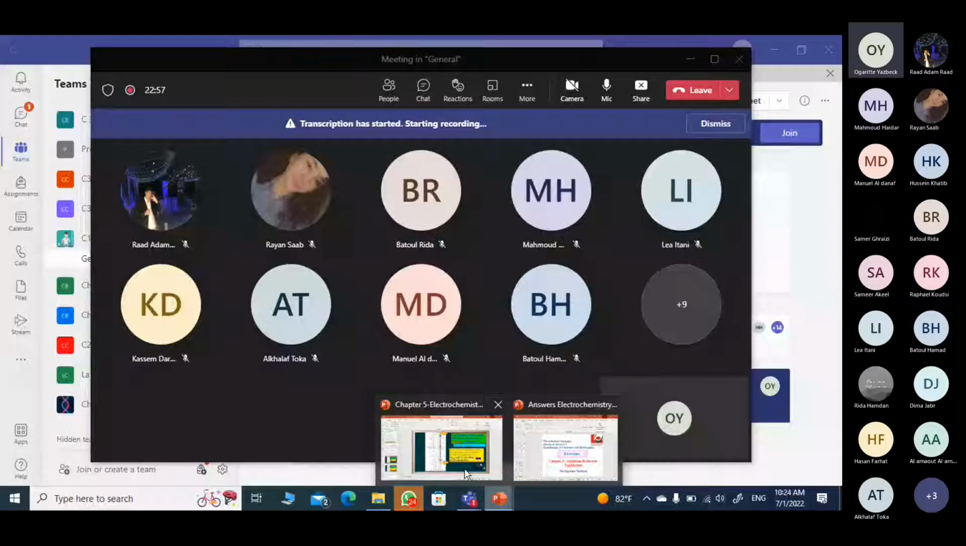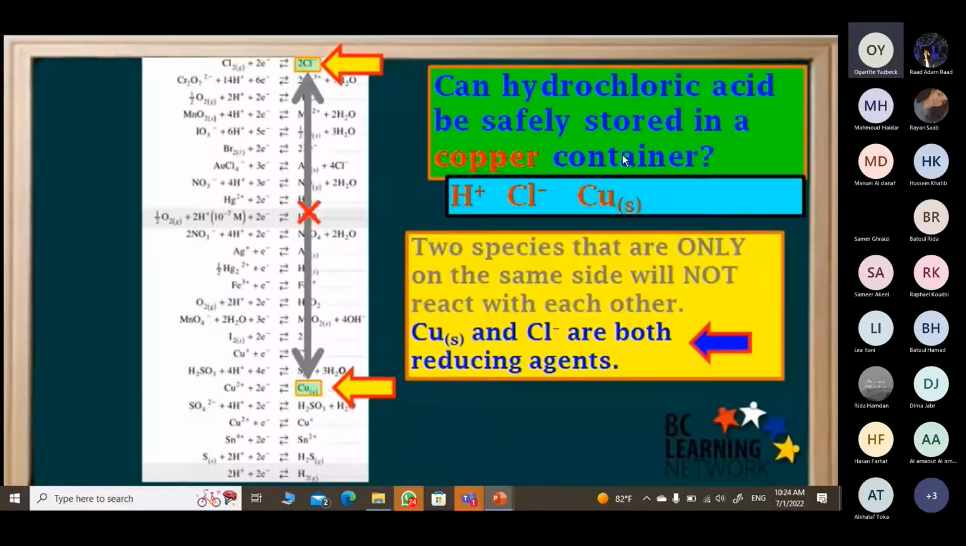Okay, so question. Can hydrochloric acid be safely stored in a copper container? So what do I do here? I look at the... continuously. Okay, so what I do is get the E° for the copper. Okay, so that's the first thing.